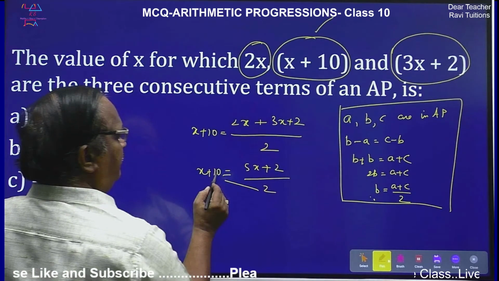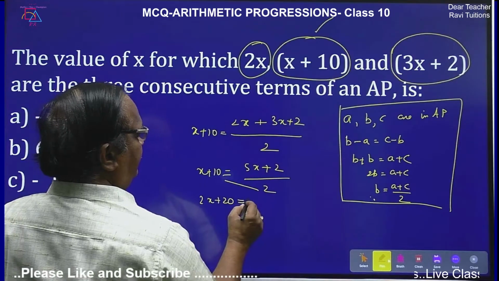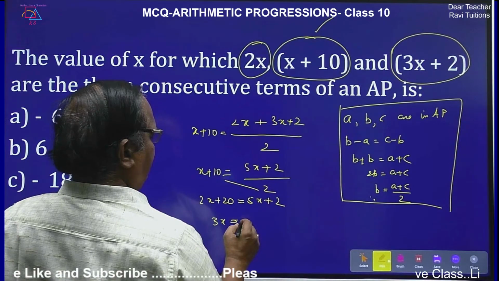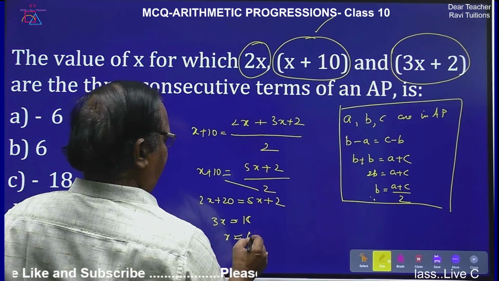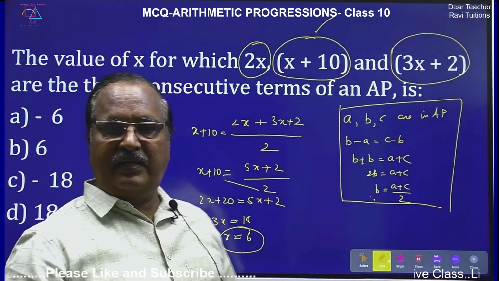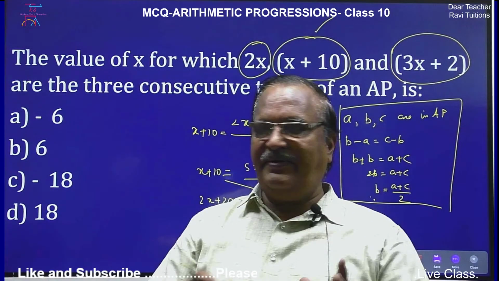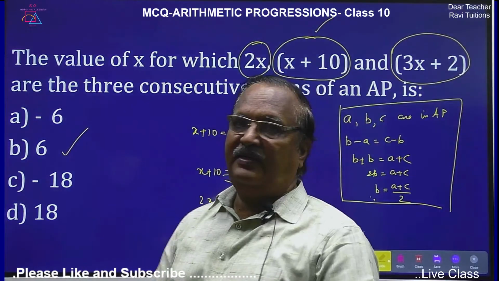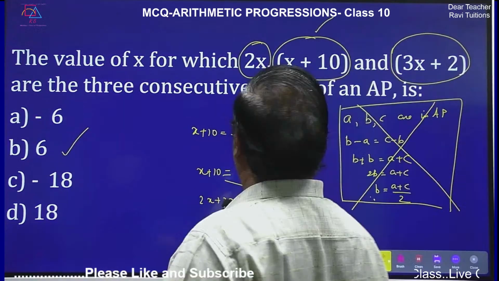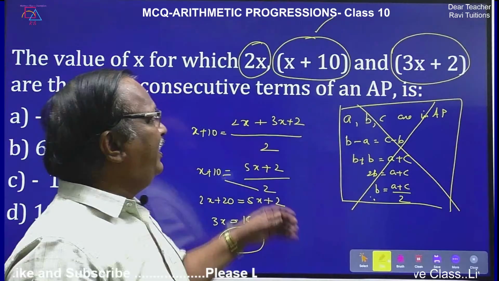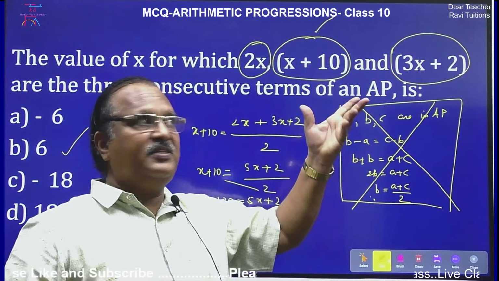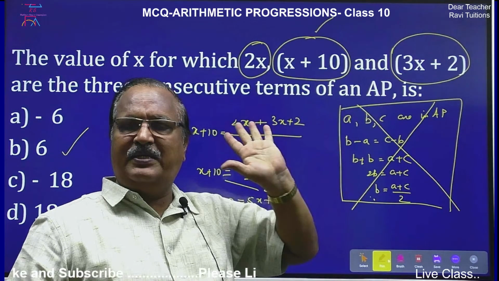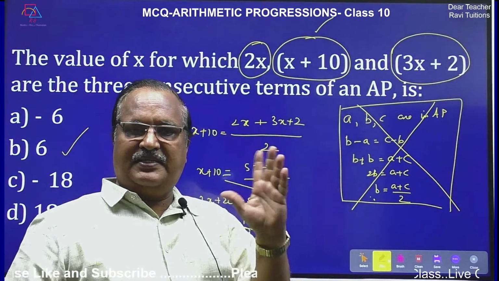Cross multiplication. So 2x plus 20 is equal to 5x plus 2. So 3x is equal to 18 and x is equal to 6. Okay, so very important concept in MCQs. So answer is 6. X is equal to 6. And without doing this also you can do. Whenever 3 terms are given, just focus on common difference. This minus this is equal to this minus this. Common difference is always same. Second term minus first term, third term minus second term are always same.